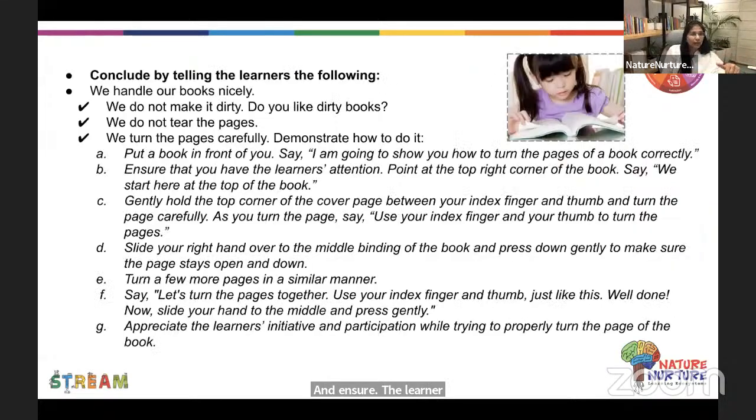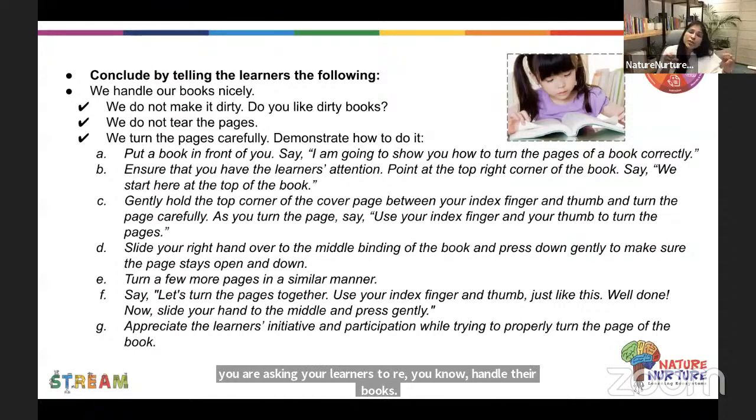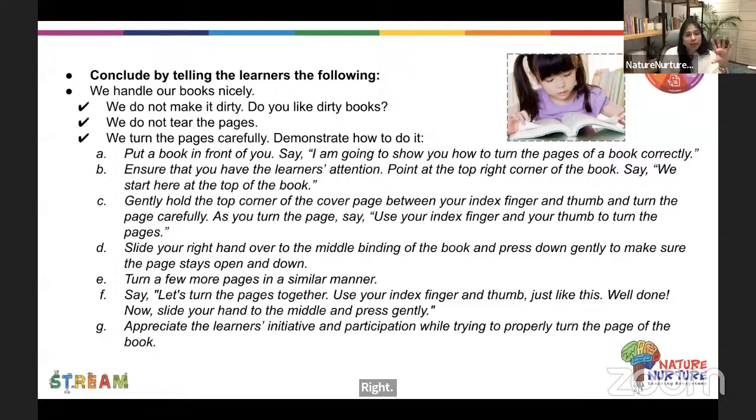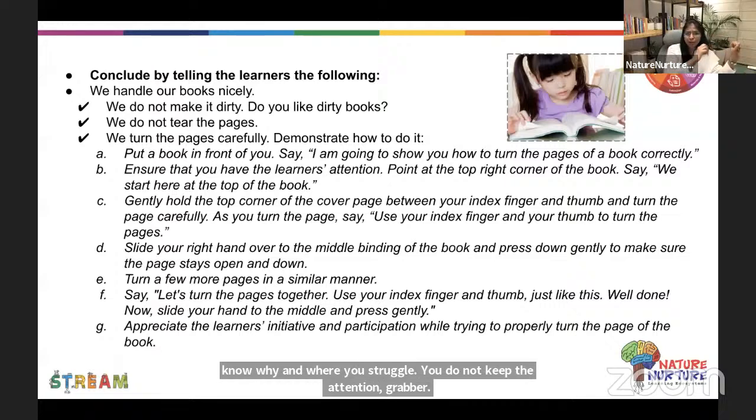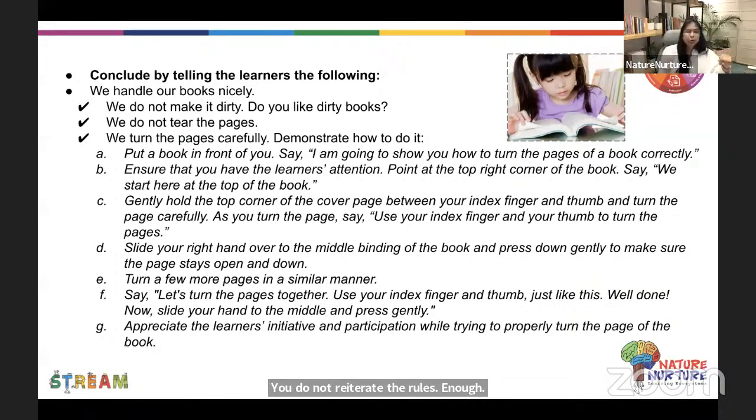Let's move ahead. There's yet another ERA, even while you are asking your learners to handle their books, right? Sometimes we struggle for words. How to explain to my young learner in a language which is age appropriate. So it's mentioned here: I am going to show you how to turn the pages of a book correctly, right? And ensure that you have your learner's attention. Why and where you struggle: you do not keep the attention grabber with you. You do not reiterate the rules enough. You do not have somebody who's taking care of the different jobs, taking care of the books. So books are distributed to everybody.